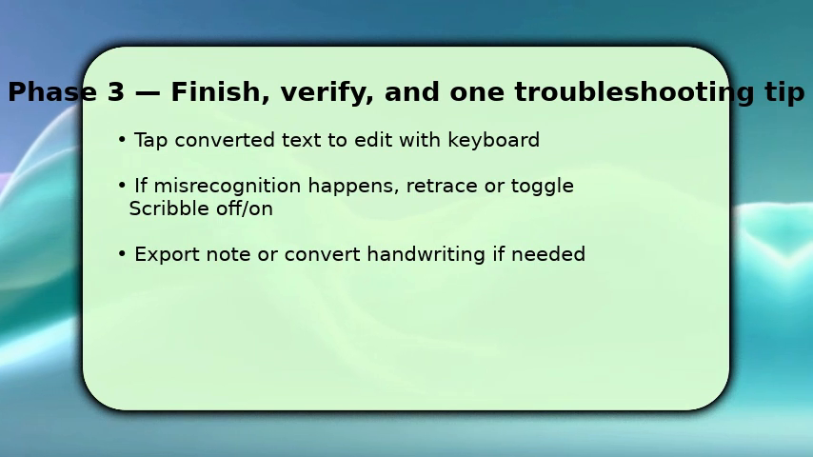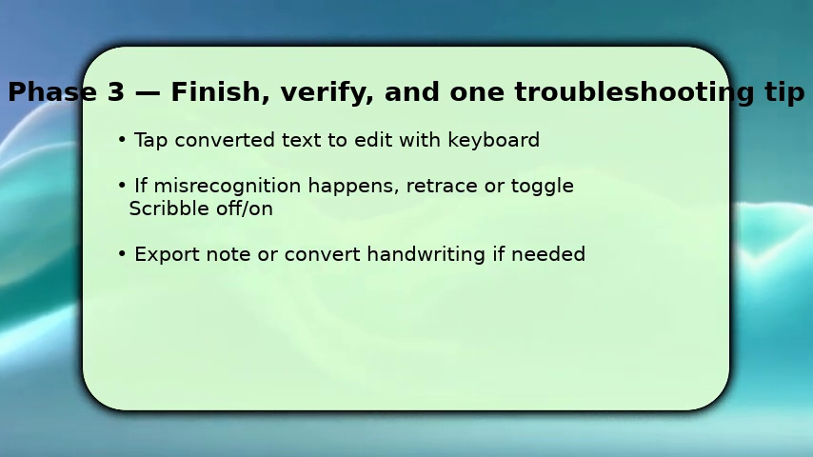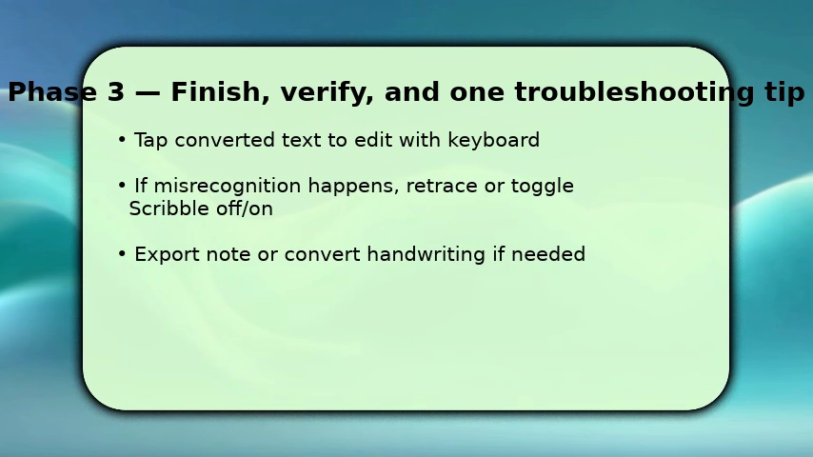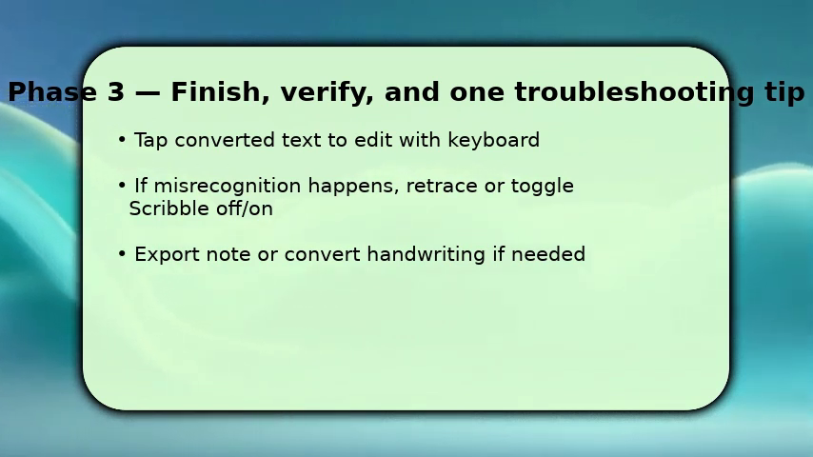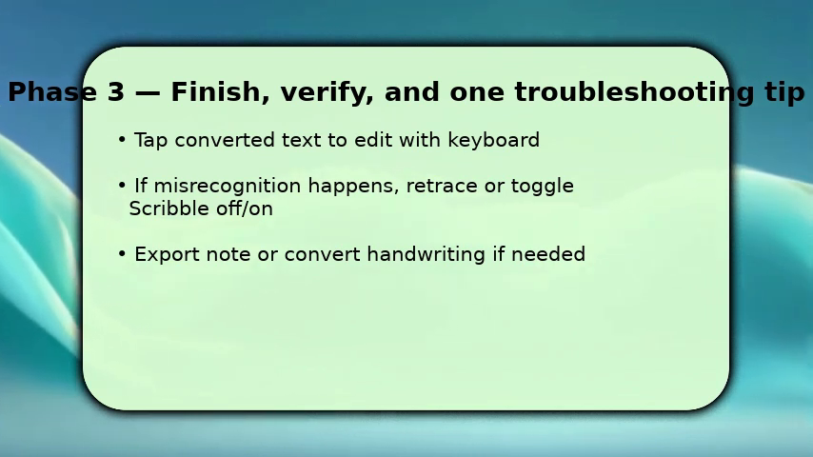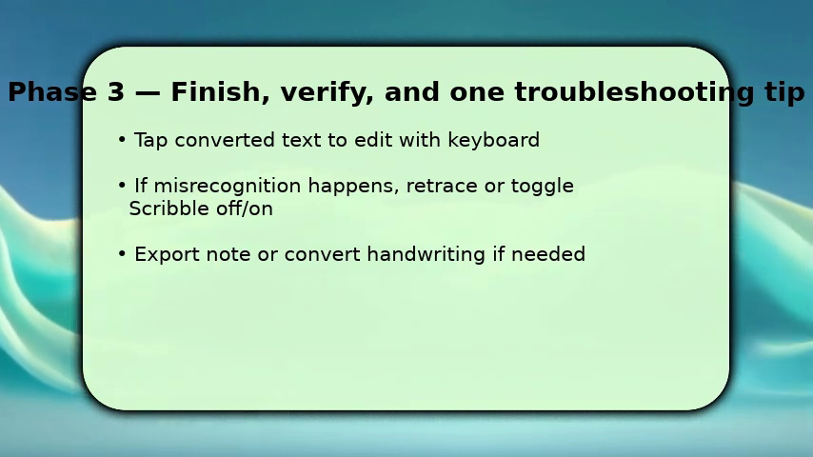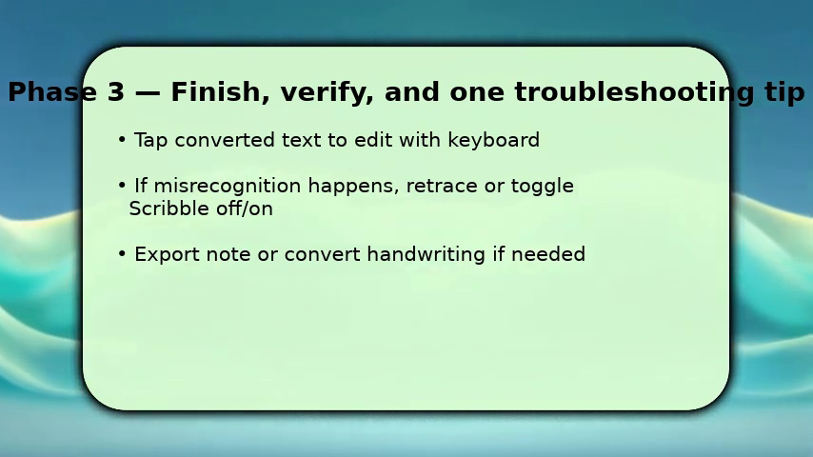If Scribble misrecognizes your letters, retrace them clearly or toggle Scribble off and on in settings to reset recognition. This often fixes glitches. Once satisfied, export your note or use Notability handwriting conversion features for full-page text. If problems persist, restart the iPad and check for iPad OS updates, because software updates frequently resolve recognition issues.